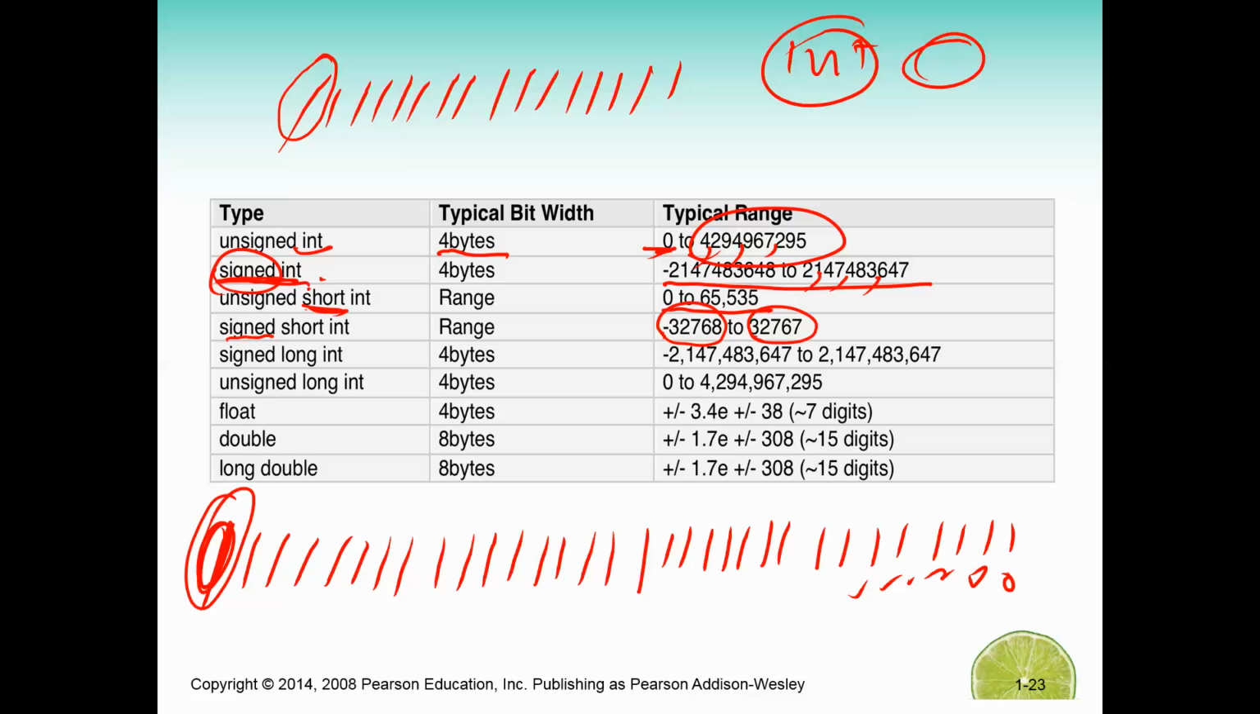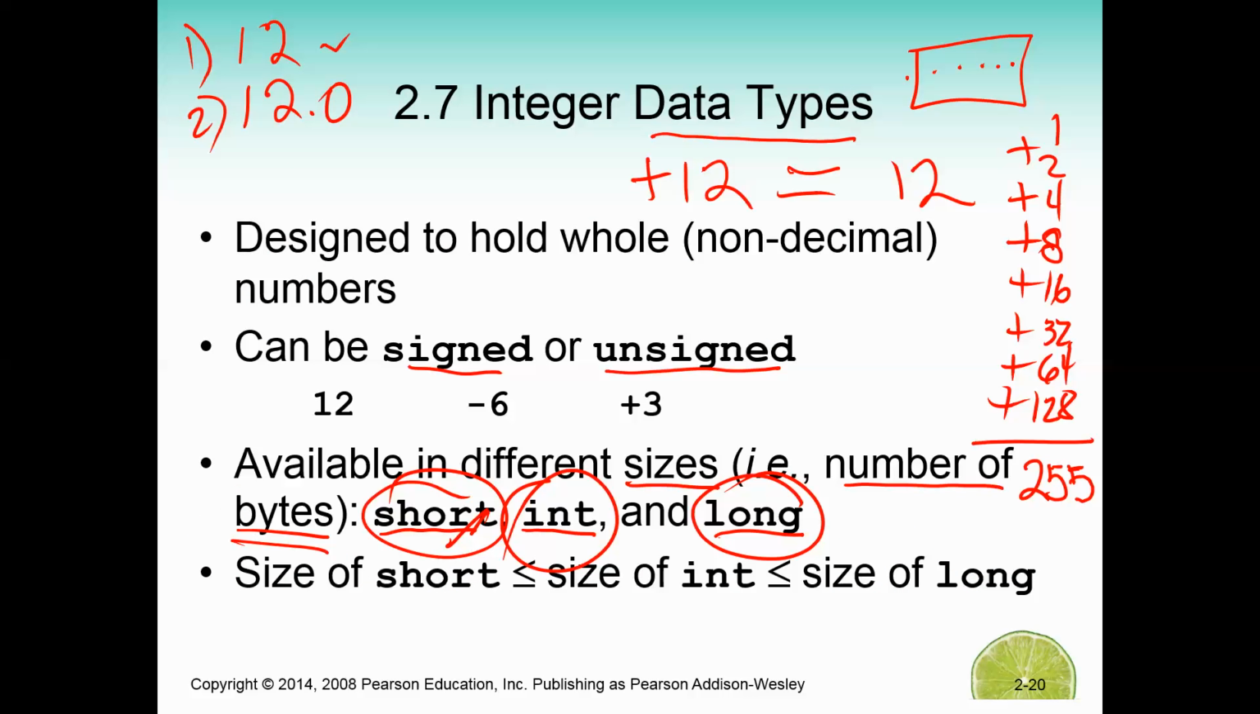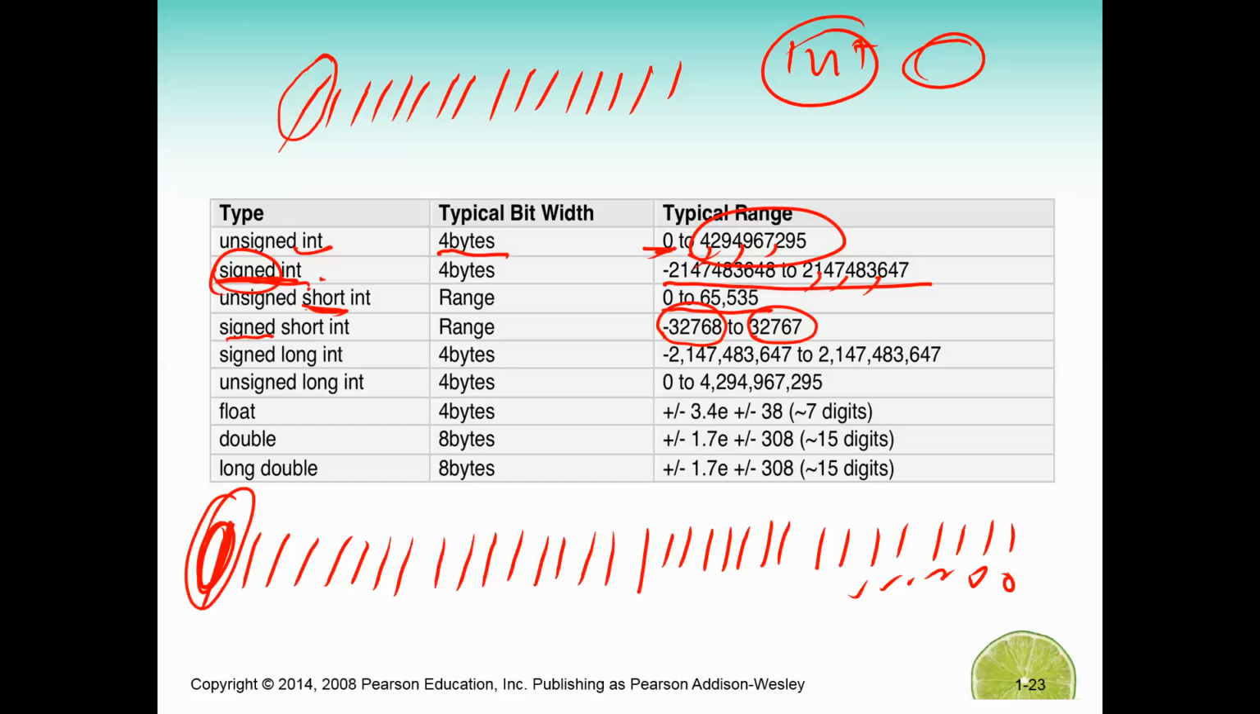We have one more. In the ints, we have long. Long is going to be different for different operating systems. In ours, it's going to be exactly the same. A long is going to be 4 bytes, just like the int. But in some other operating systems, it's twice as much. So instead of 4 bytes, it's going to be 8 bytes. So you can imagine the figure that we can hold in there.